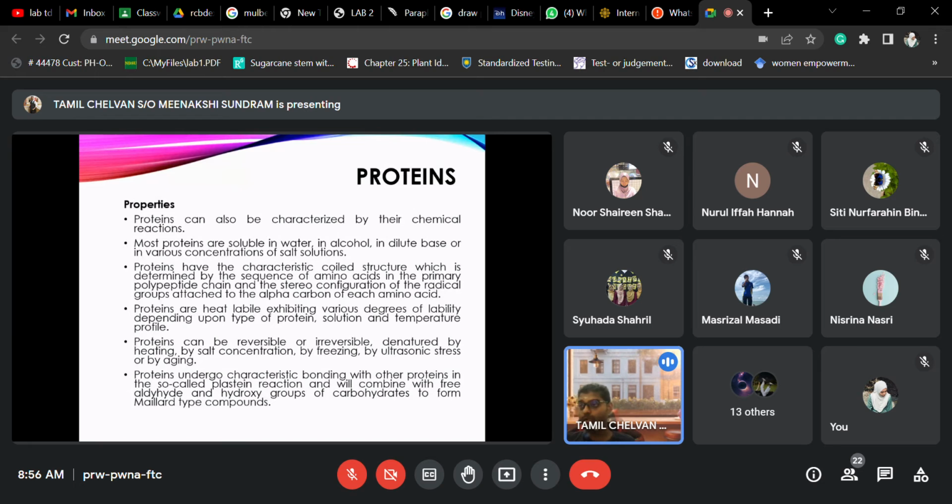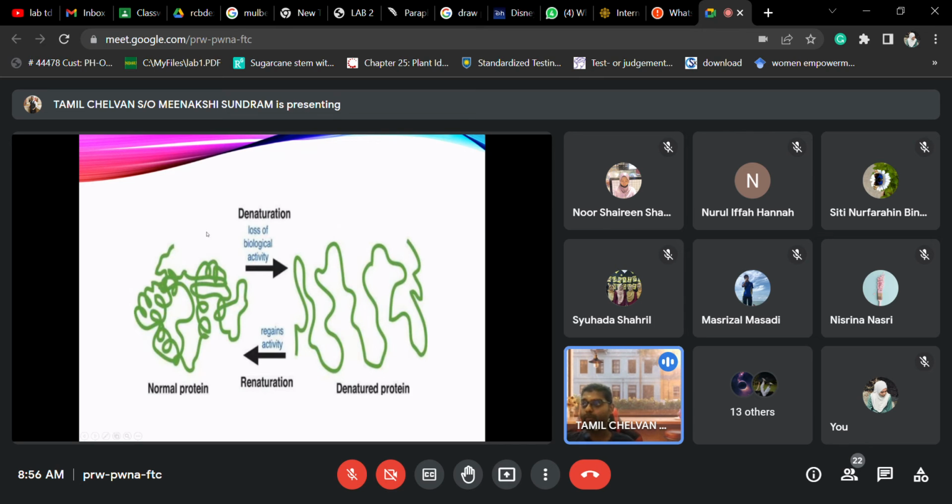Proteins undergo characteristic bonding with other proteins in the so-called protein reaction, and will combine with free aldehyde and hydroxyl groups of carbohydrates to form complex compounds. Denaturation: the normal protein is coiled. It loses biological activity when denatured, it loses its bonding. Denatured protein and renaturation, normal protein.